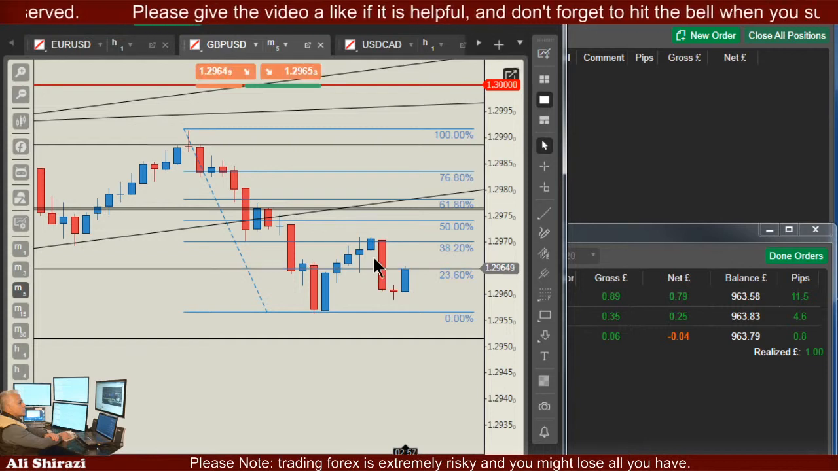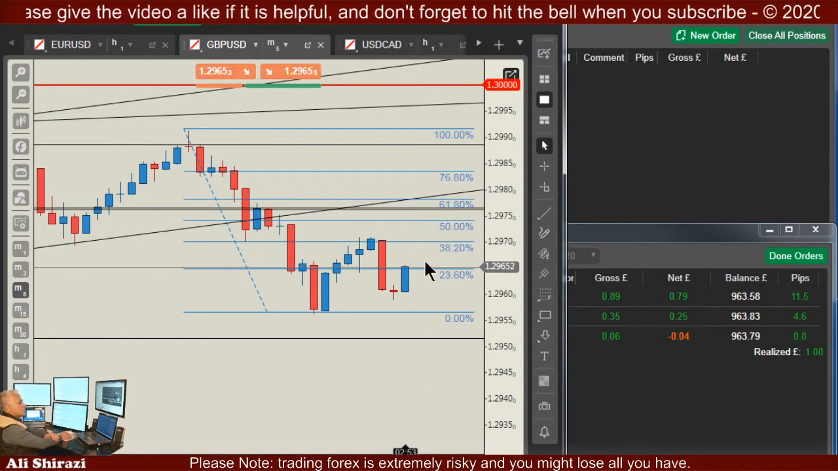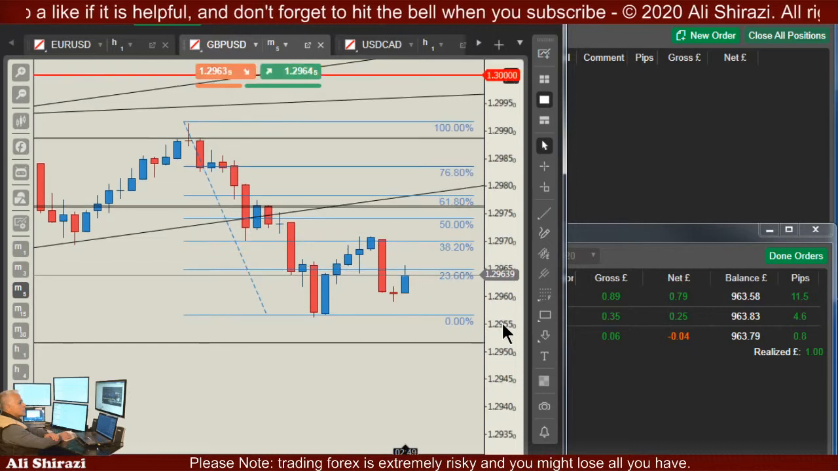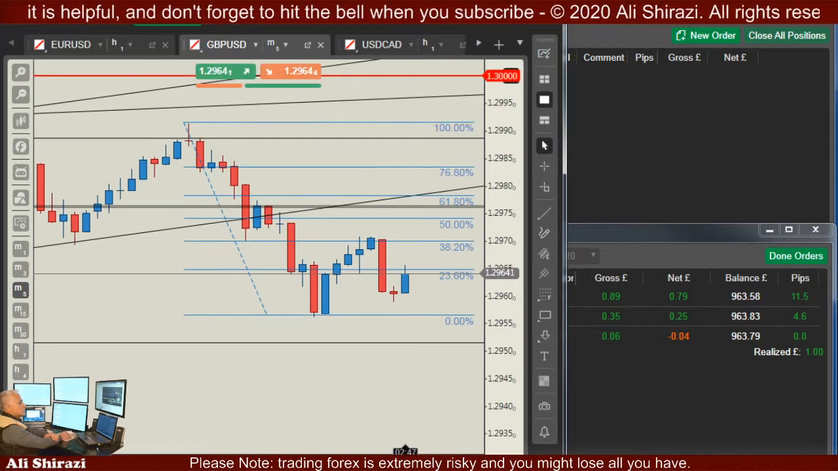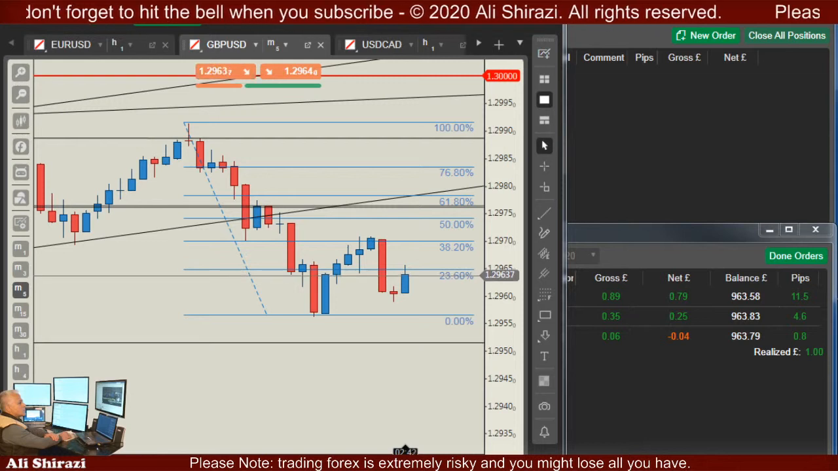There is no guarantee it can go down for the rest of the day, and there is no guarantee it can go back up. So we just trade probabilities. That's all we can do, guys. All we can do is to do our best, and I'm trying to do my best, and I'm quite happy with that.